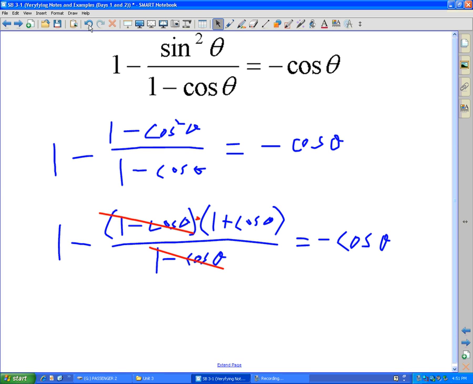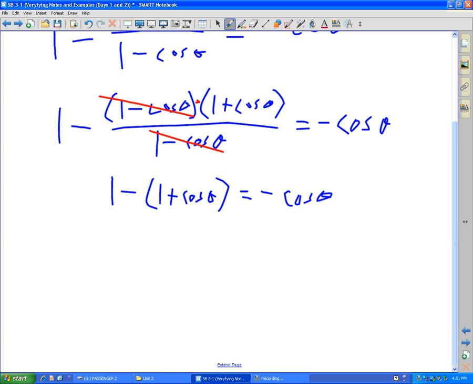Now there's still one area left where you might make a little mistake, and here's what we have right now. 1 subtract 1 plus cosine. If you're not careful with your parentheses, it's extremely easy to make this mistake. But if you're careful with your parentheses, you probably won't. Or at least you'll have a better chance of not doing it.